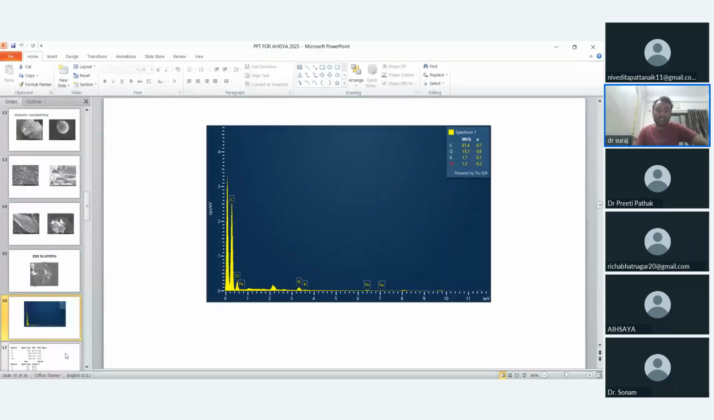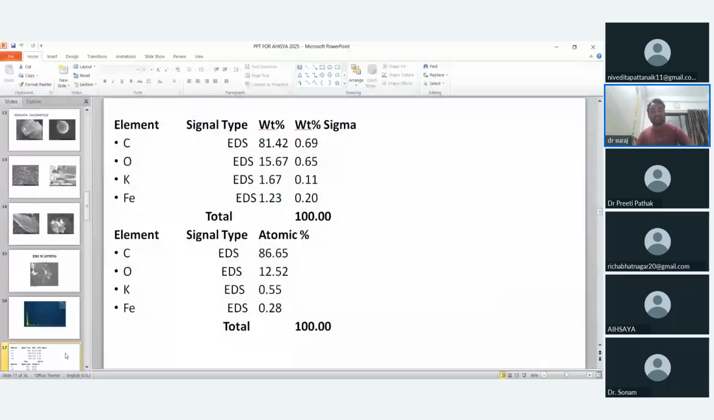Now again you can see this compositional value in EDS scanning: 81.42 for carbon, oxygen around 15.67, potassium around 1.67, iron around 1.23. Whenever we talk about the atomic percentage, the carbon is more as compared to other elements like oxygen, potassium and iron. So carbon is around 86.65 percent, oxygen is around 12.52 percent, potassium is around 0.55 percent, and iron is around 0.28 percent. What does it determine?